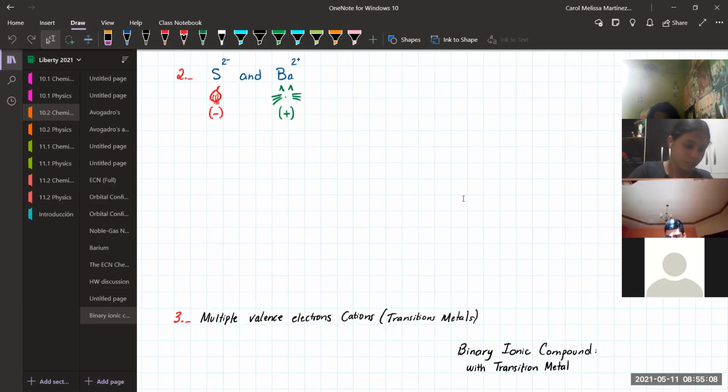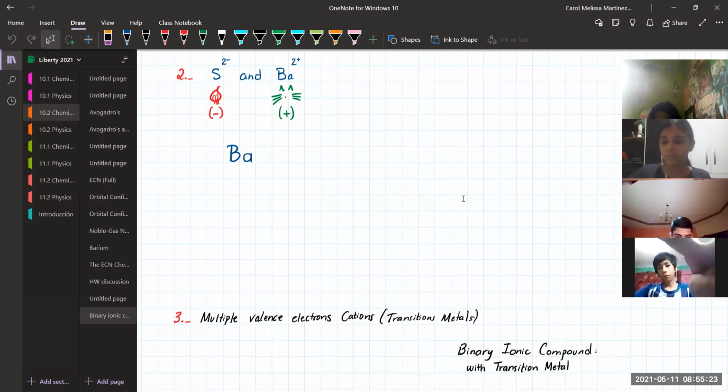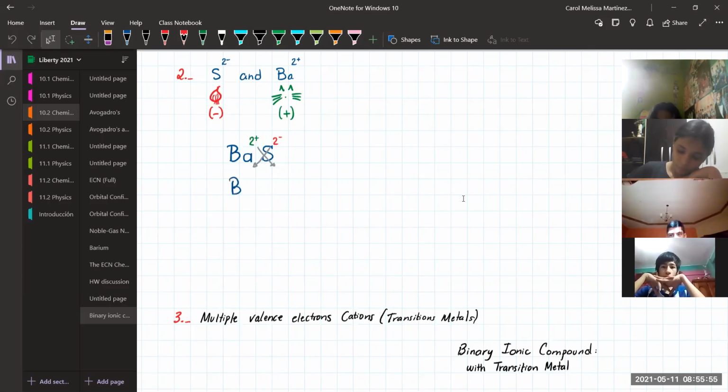Okay, so according to the rules that I gave you, which element is written first? Barium. Barium is going to be written first. And please do not forget the charge, so I'm going to put it here. So after barium, I have my sulfur. And my sulfur has a charge of 2 negative. And then the rule says that you have to crisscross the charges. That's what the rule says. Okay. So after you do that, you're going to have like this, the 2 from sulfur here, and the 2 for barium over there.